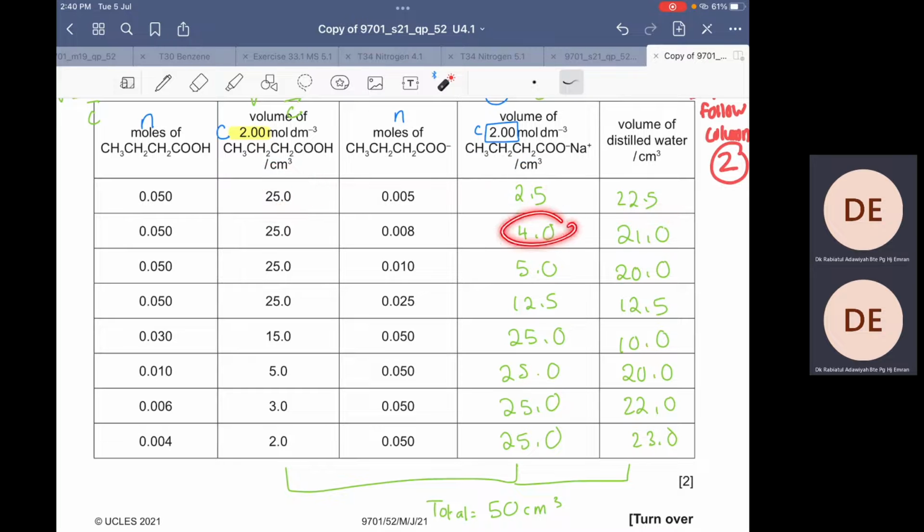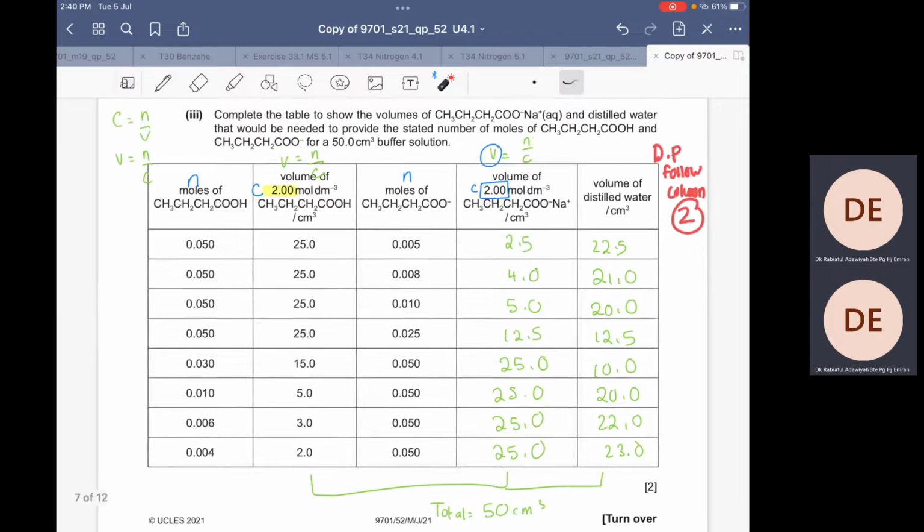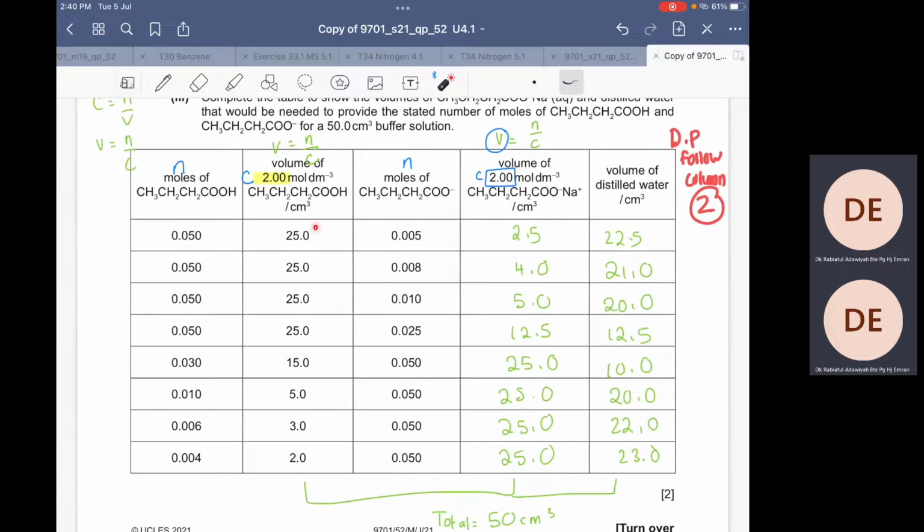Okay, so you do the same for the rest of the table. For decimal places, you follow the table. Here the decimal place is 1 decimal place, so your volumes should all be to 1 decimal place. Okay, so once you're done with that, you should have another table again.